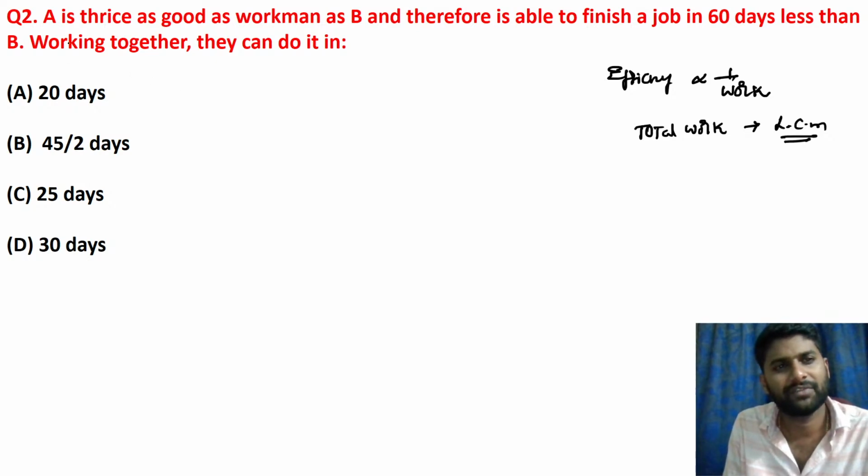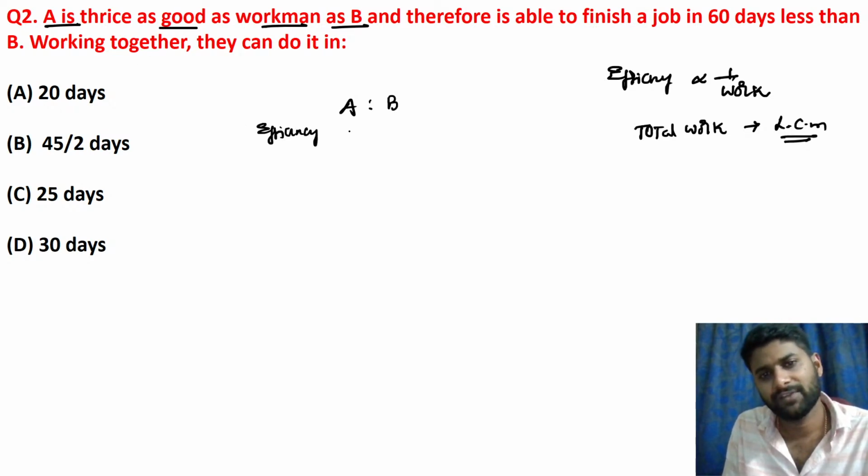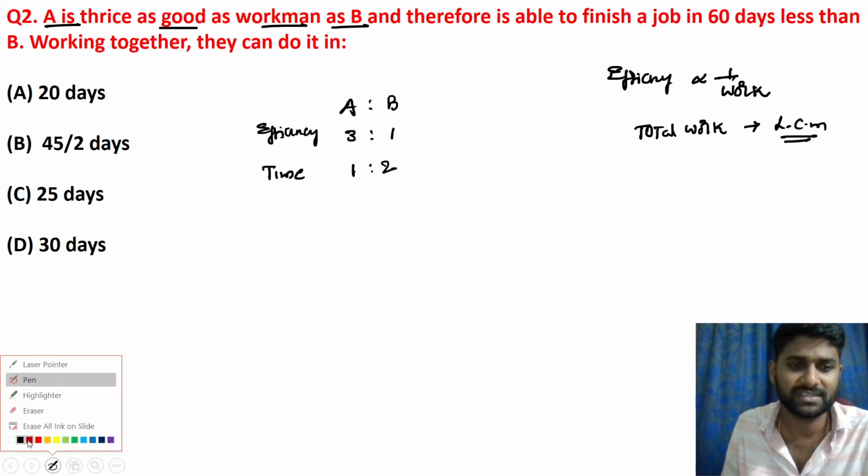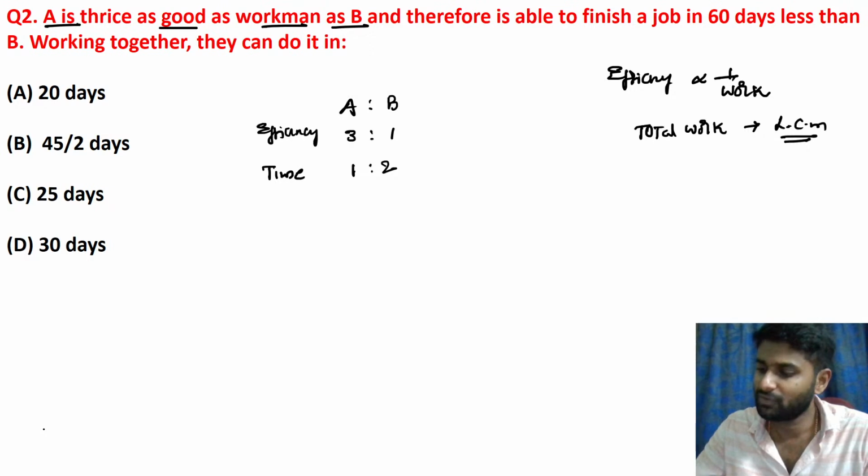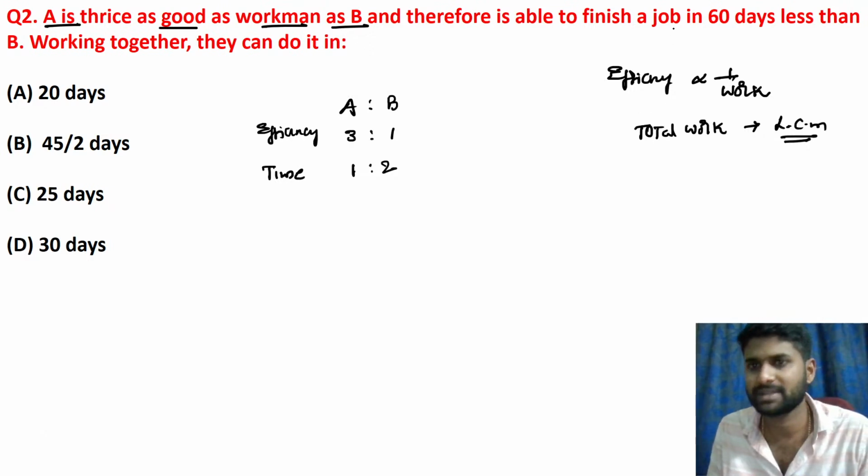Now see here, there is information: A is thrice as good a workman as B. There is information related to efficiency. See, A is thrice means if A does 3 units, at the same time B does 1 unit. If efficiency is 3 is to 1, the time ratio is exactly 1 is to 3. If there is more efficiency, the same person covers the work in fewer days when compared to the other one. So that is the proper comparison we have in the question.